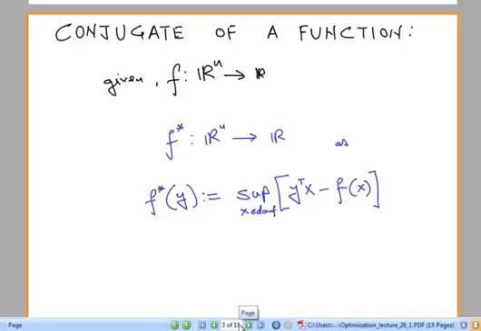If we are fixing y, are we not doing supremum for each x in the domain? And then we are taking the supremum. No, supremum over x means what? Fix a y here. Okay.